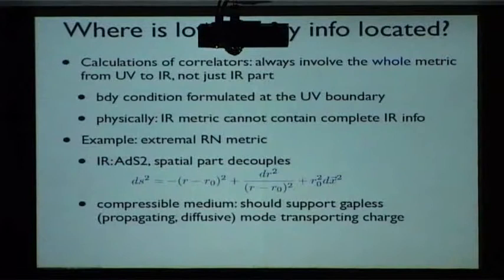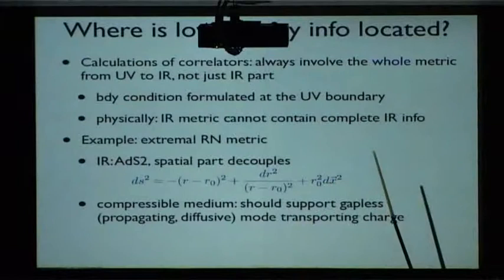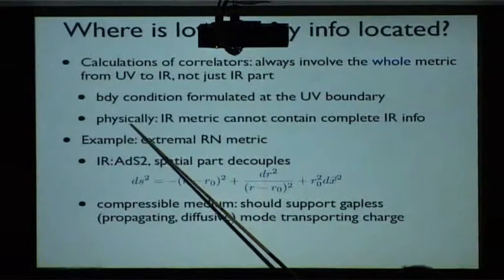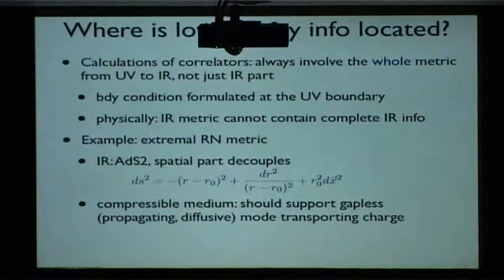If we look at how the calculations are done in practice, the calculation of a correlation function always involves the whole metric from the boundary to the horizon, but never just the infrared part alone. One part of this comes just from the way that the AdS/CFT correspondence is formulated. In order to compute correlation functions, we have to impose boundary conditions on the ultraviolet boundary, but not in the infrared. So the formulation of the correspondence already imposes upon us how we have to do the calculation, that we have to do the calculation in the whole spacetime. But there is another physical point I want to stress: the infrared metric cannot contain the complete information about the infrared behavior of correlation functions. And one can demonstrate that in many examples.